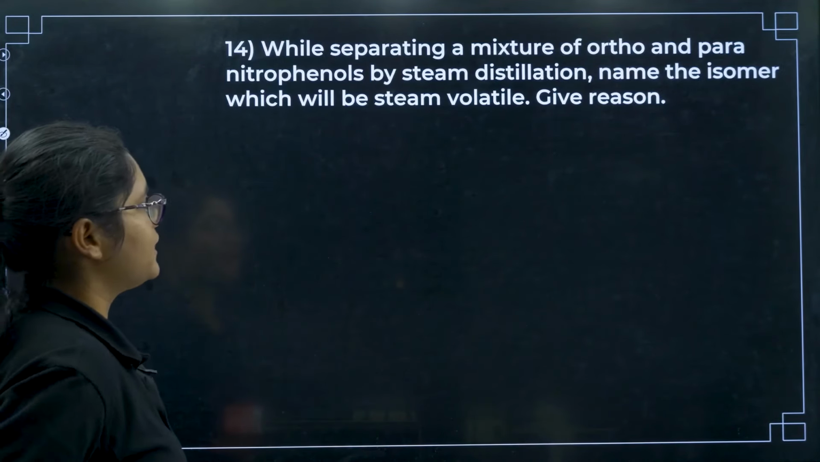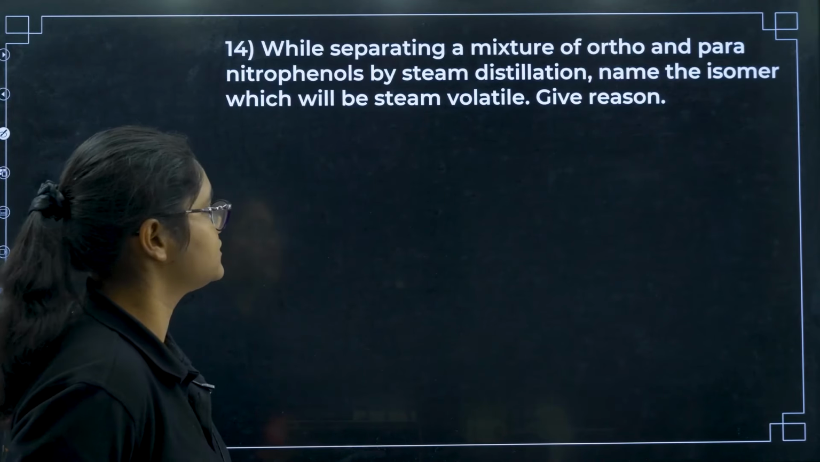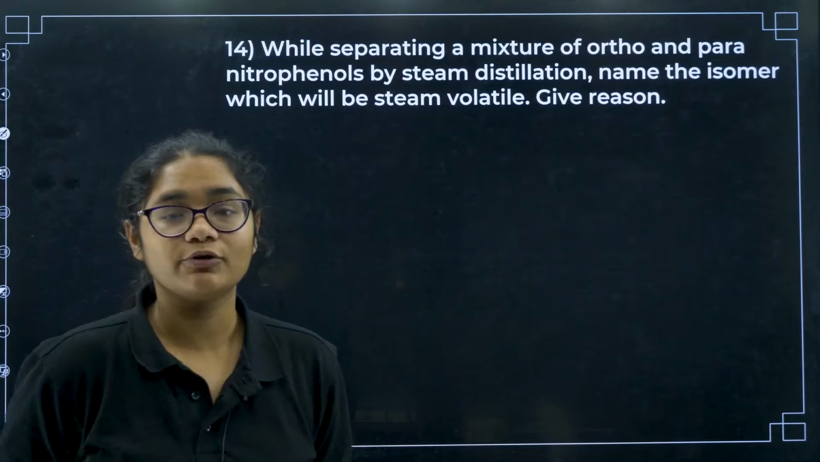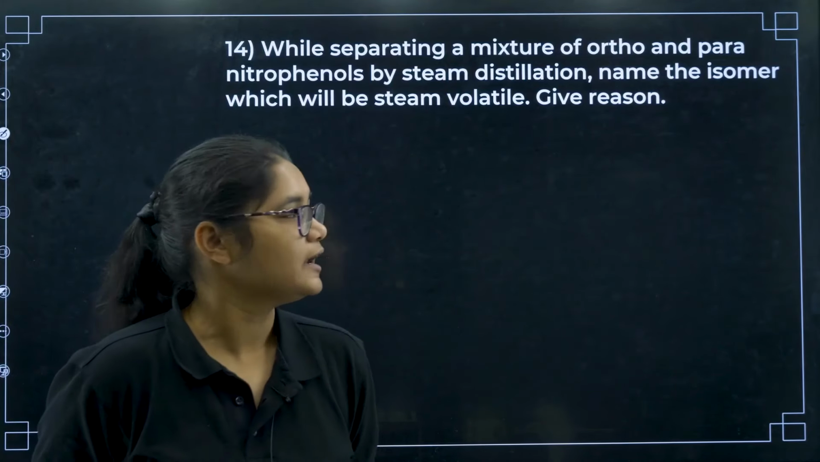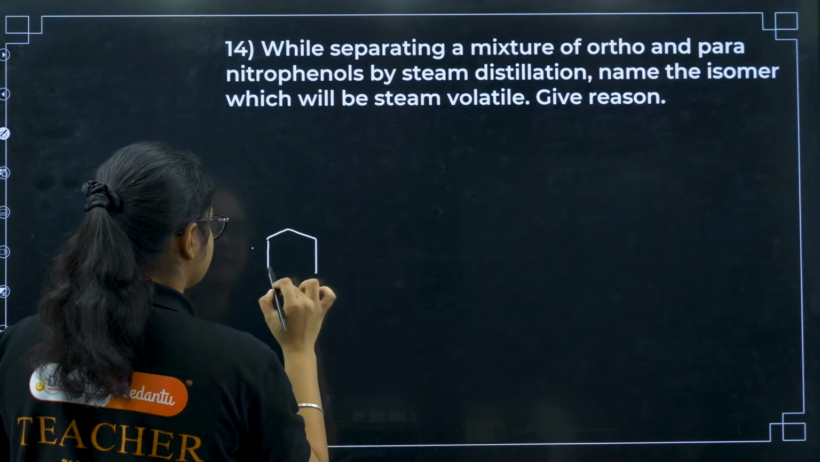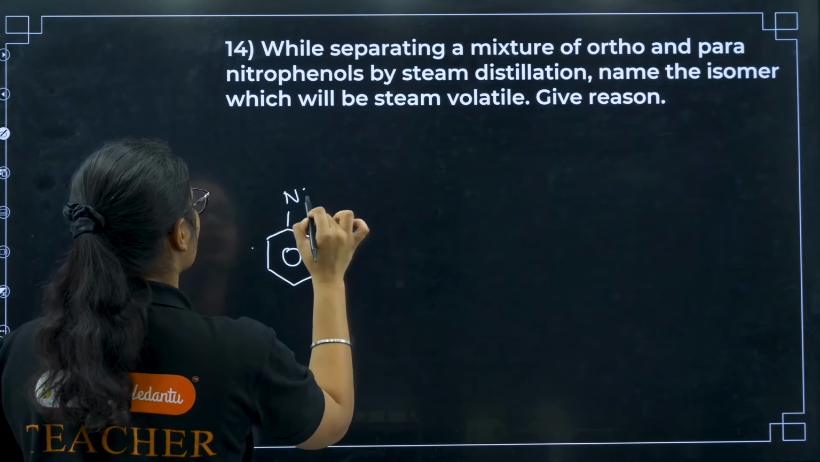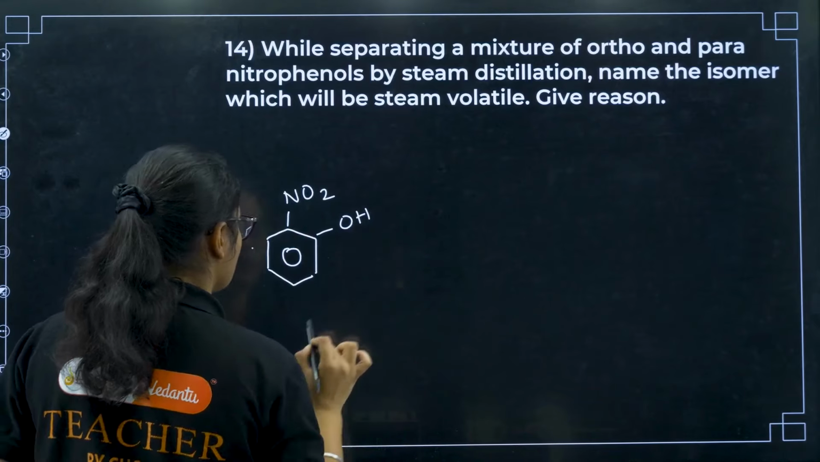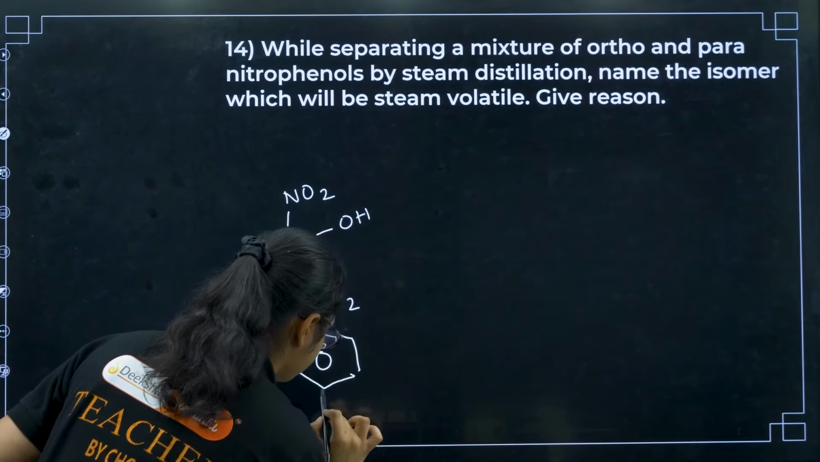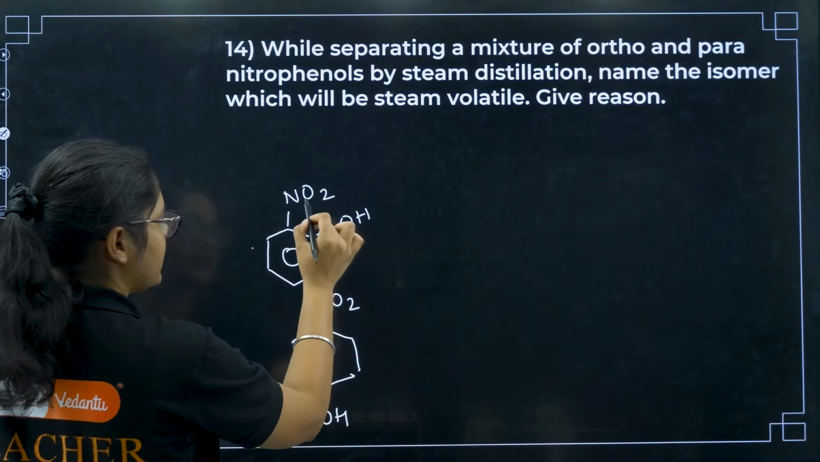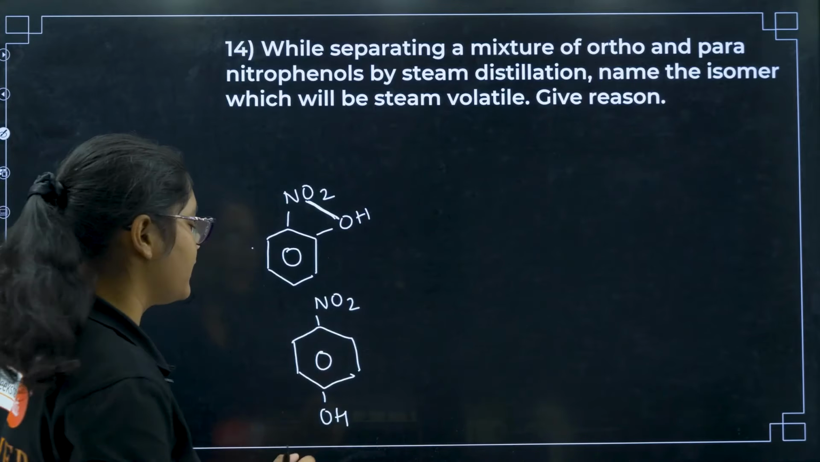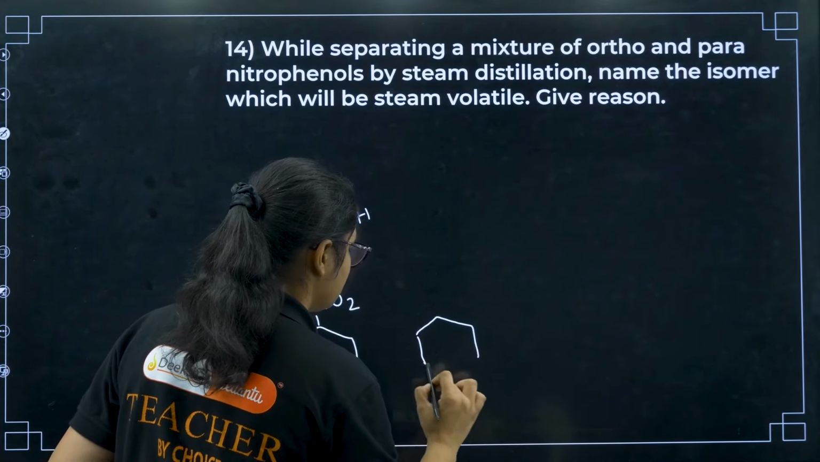Next, while separating a mixture of ortho and para nitrophenols by steam distillation, name the isomer which will be steam volatile, give reason. Steam volatile means it will be easily vaporized. Now if you see ortho and para nitrophenol, this structure is like this. You have here NO2, this is ortho nitrophenol, and this one is para nitrophenol. Okay, so in case of orthonitrophenol, what happens? There is intramolecular hydrogen bonding. In case of paranitrophenol, what will happen? It is like this.